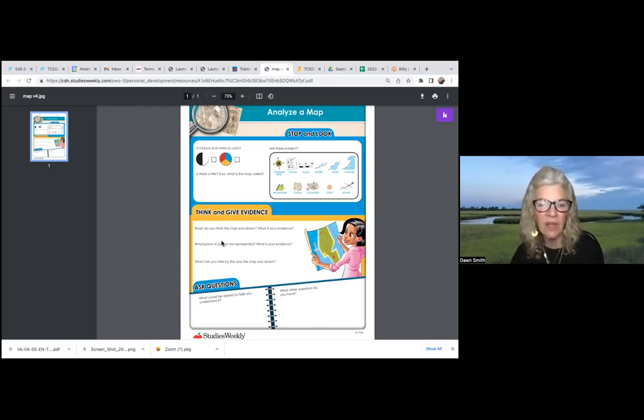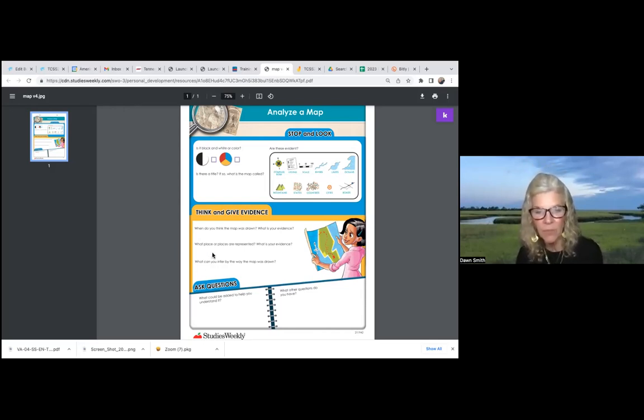And then in the Think and Give Evidence part, it says, when do you think the map was drawn? What's your evidence? Now, it could be that they think the map was drawn a long time ago because it's black and white, or maybe the compass rose that's included on the map doesn't point north, or maybe the map's orientation is not that the top of the map is north and the left side of the map is west. But older maps sometimes were oriented the way that the sailor would see the land when they arrived on the land. So the map might be drawn in a different orientation.